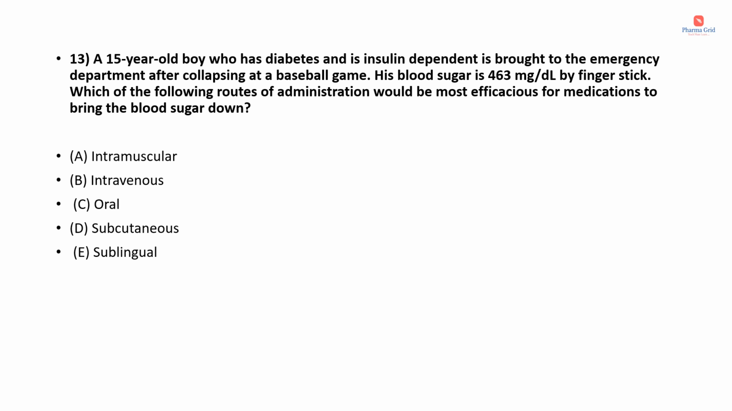Next one. A 15-year-old boy who has diabetes and is insulin dependent is brought to the emergency department after collapsing at a baseball game. His blood sugar is 463 mg per deciliter by finger stick. Which of the following routes of administration would be most efficacious for medications to bring the blood sugar down? The options are intramuscular, intravenous, oral, subcutaneous, sublingual. Here the correct answer is option B, that is the intravenous route of administration.